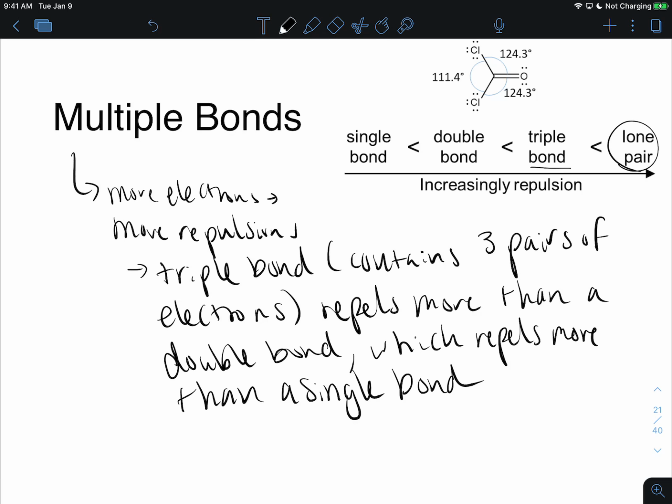But still the most repulsive is going to be our lone pair, and that's because it still has a smaller effective nuclear charge because there is only one nucleus. And we can kind of think about it a little bit like these additional electrons that are making up the double and triple bonds are going to be valence electrons, so they're not going to shield the nuclear charge as much. So our triple bond is larger because of the greater amount of electrons, but we still have a greatest amount of space and repulsion from our lone pair.